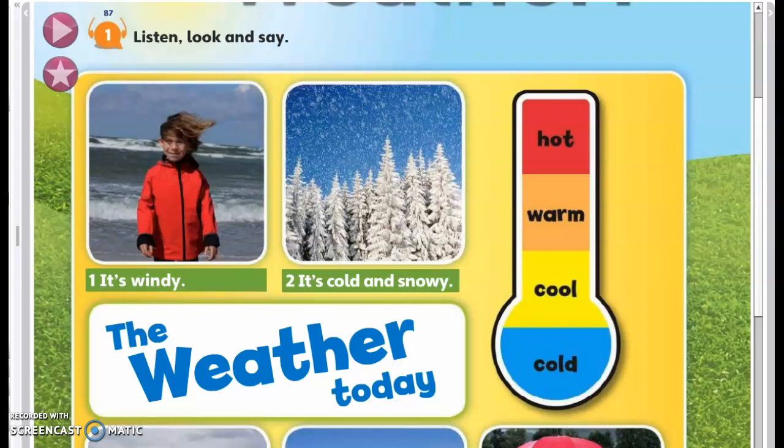Let's now go to the second picture. What can you see in the second picture? I want you to pause it a little bit and try to describe the picture. Let's do it together now. The trees are not green, they're white. I can see snow or snowflakes coming down from the sky. So, what's the weather like? It's cold and snowy.